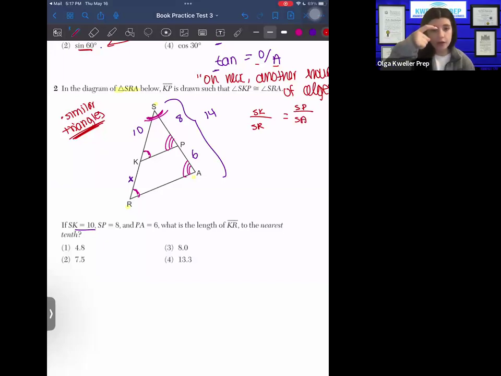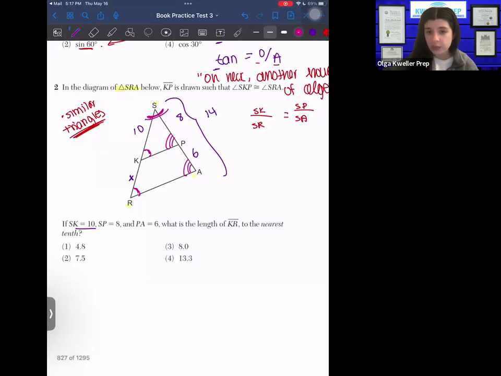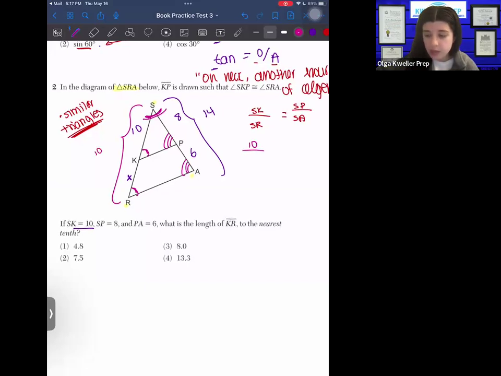The small triangle is proportional to that bigger side on the right side, and on the left side, the small triangle is proportional to that bigger side. And now all you have to do is plug in the values, right? So instead of SK, we have 10. Instead of SR, we represent this whole side with the sum, 10 plus X. And then that's going to be equivalent to, on our right side, 8 over 14.